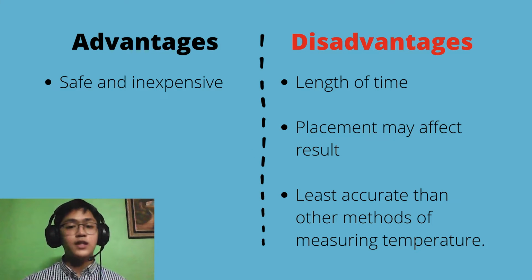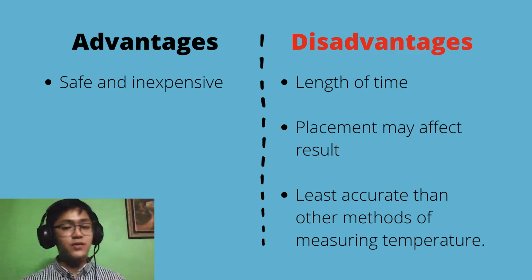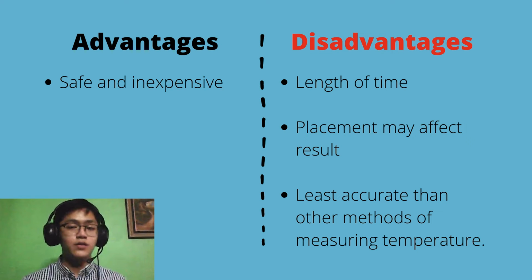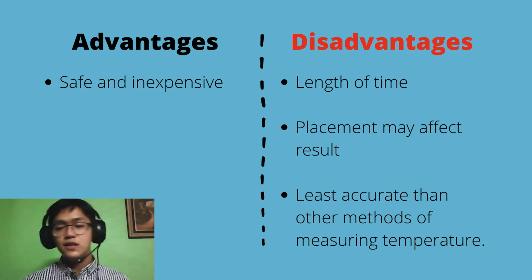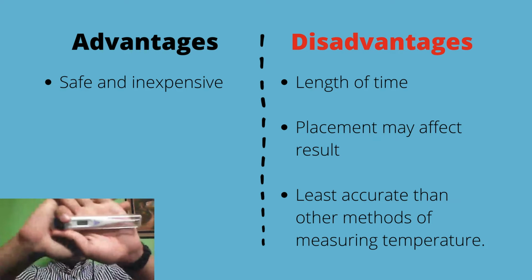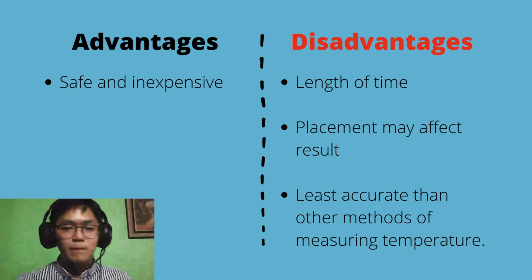For the advantages and disadvantages, first for the advantages: safe and inexpensive. Safe in a way that it is non-invasive compared to the other methods of taking body temperature, and inexpensive because what we only need is an electronic thermometer for the armpit, and alcohol, tissue, and cotton.